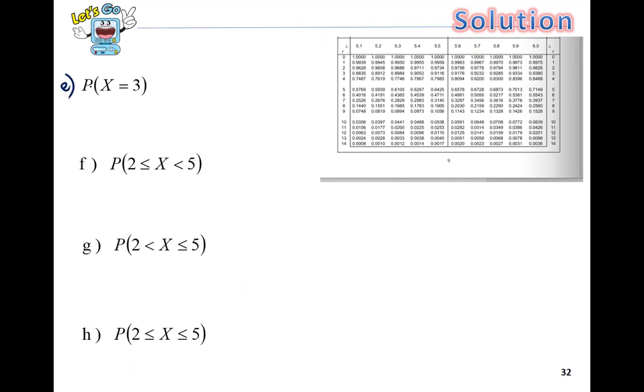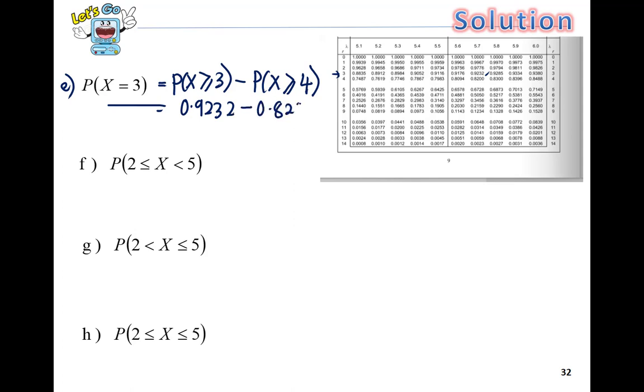Question E, probability X equals 3. So we look at the probability X greater than or equal to 3, minus, after the number 3, the probability X greater than or equal to 4. So for 3, here we have 0.9232 minus 0.8200, which equals 0.1032.